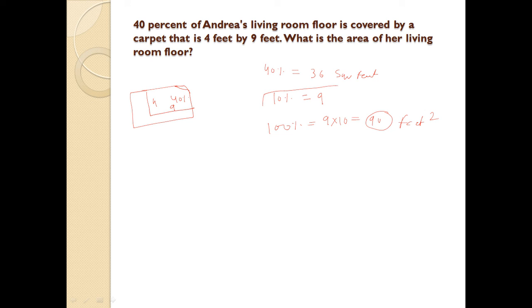Fine now. 9 plus 9 plus 9 plus 9. If we add 4 times 9, it will become 36. Okay now. Then 10% multiplied by 4 will give 36, and it will give us 40%. So if 10% is 9, it means 40% will be 36. Okay, if 10% is 9, then it means 100% will be 90. So the answer will be 90 feet square.